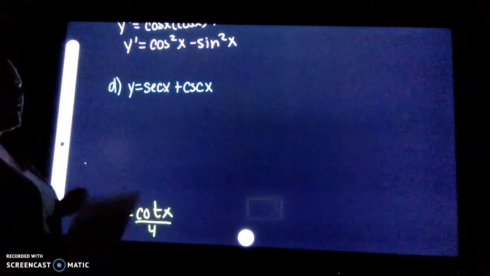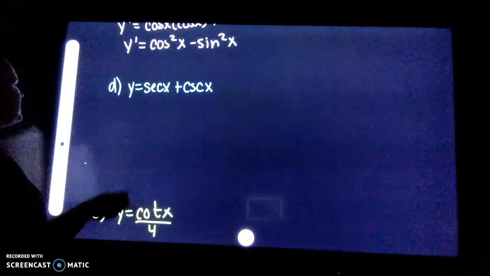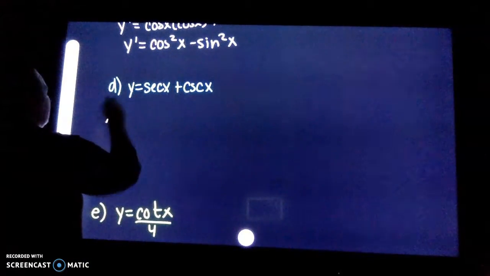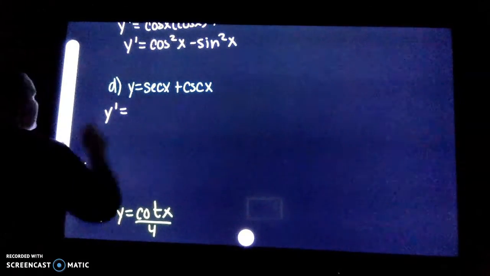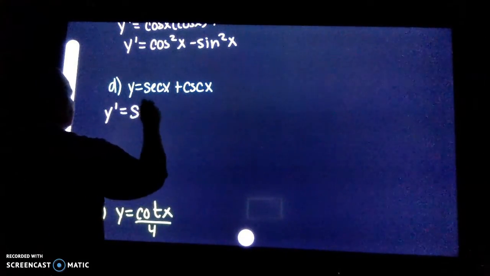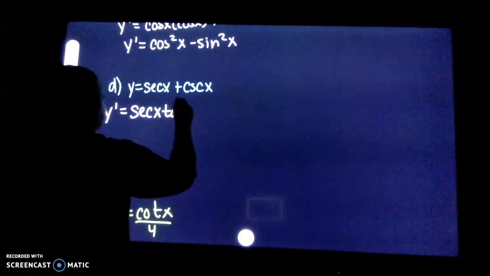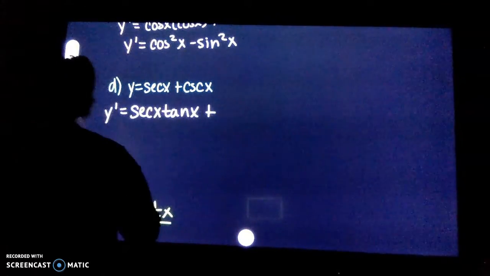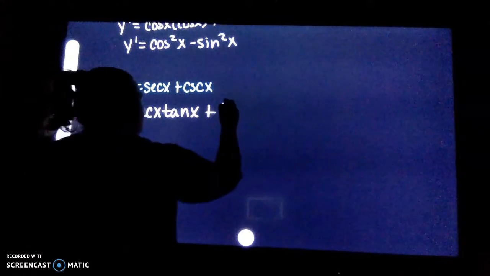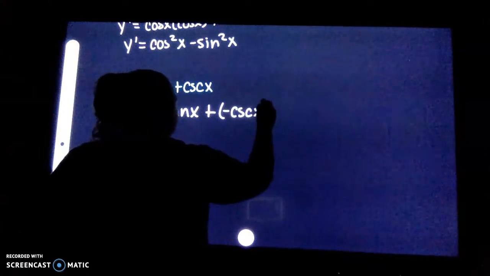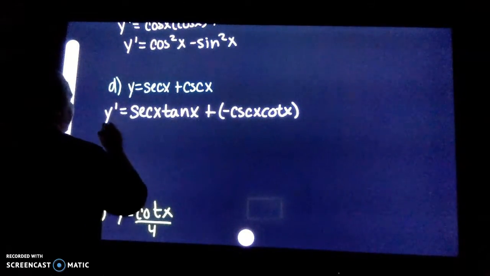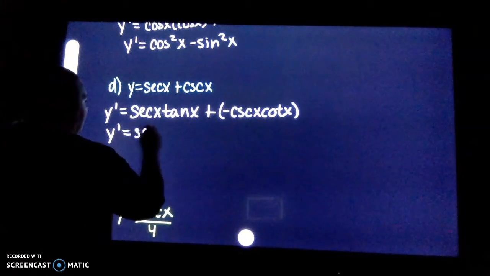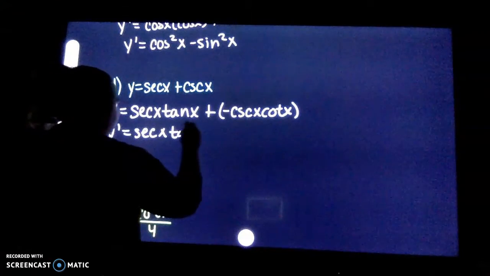Next one, secant x plus cosecant x. The good news is this one's just a power rule. So y prime is going to be equal to the derivative of secant, which is secant x tangent x, plus the derivative of cosecant, which is negative cosecant x cotangent x. I go ahead and simplify it by just making that a subtraction, and I can't combine anything else, so that will be it.